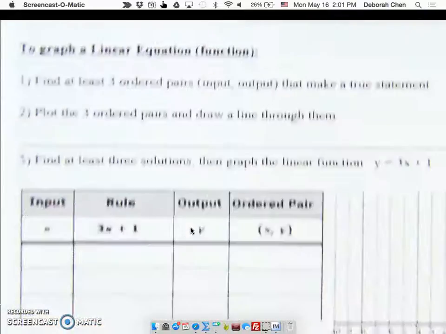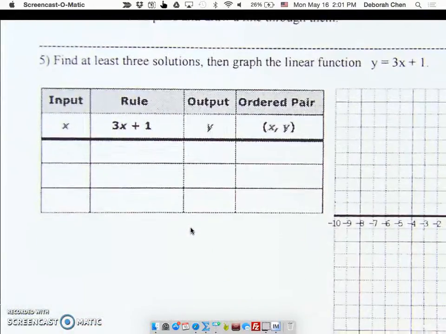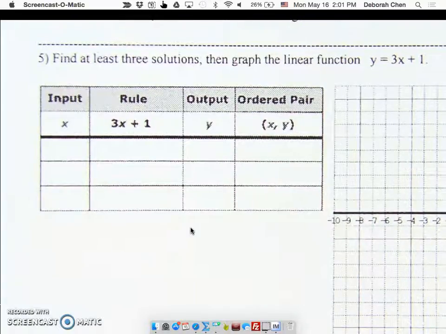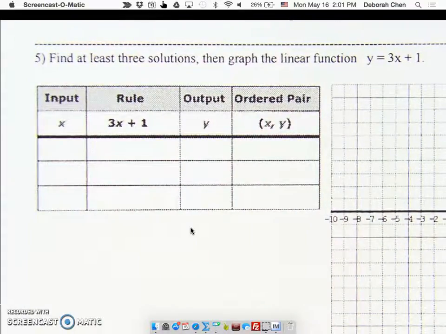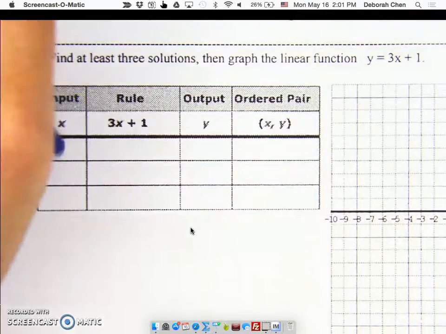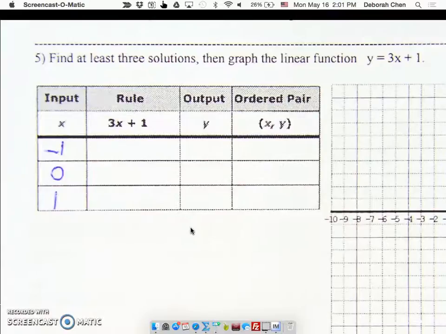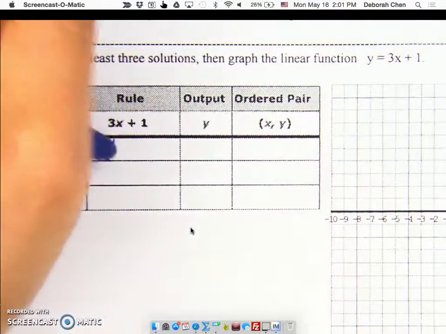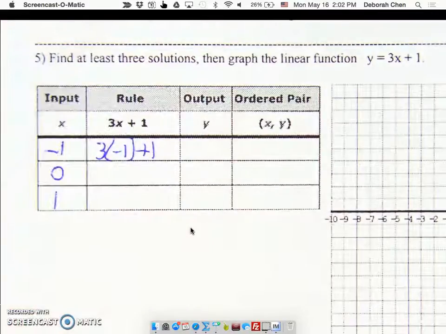Look at number 5. The new linear function we're looking at here is now y equals 3x plus 1. So I'm going to keep it simple and plug in these easy numbers. Negative 1, 0, and 1. 3 times negative 1 plus 1. What's 3 times negative 1, Matt?